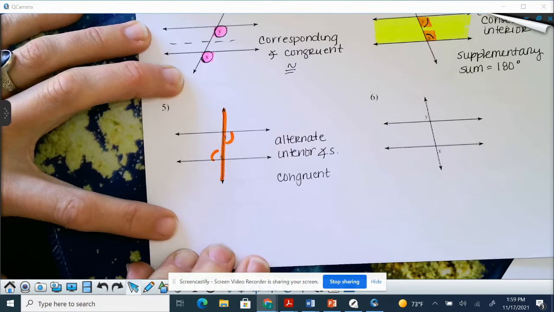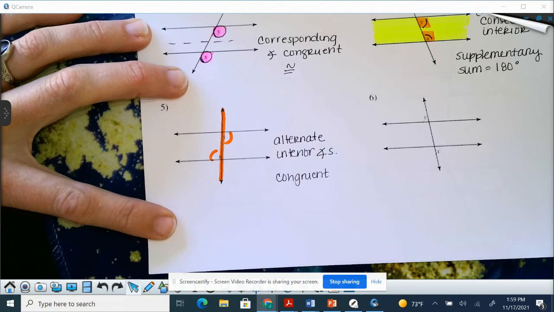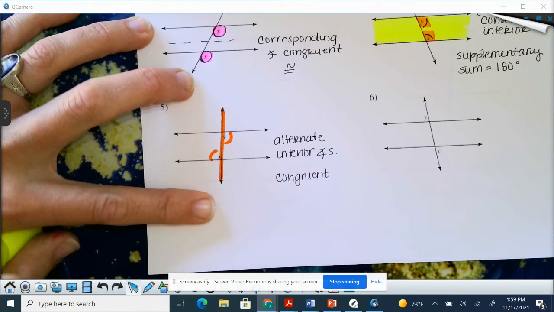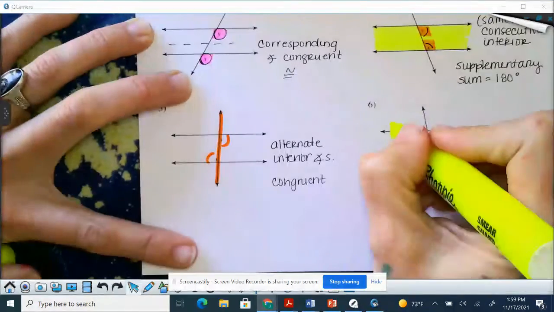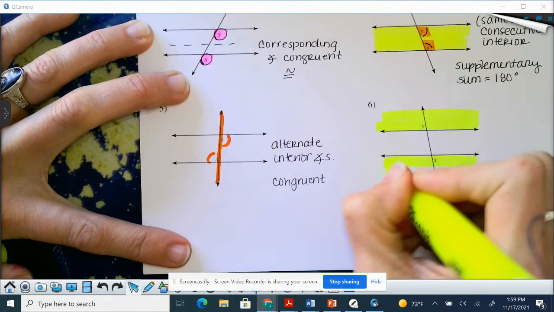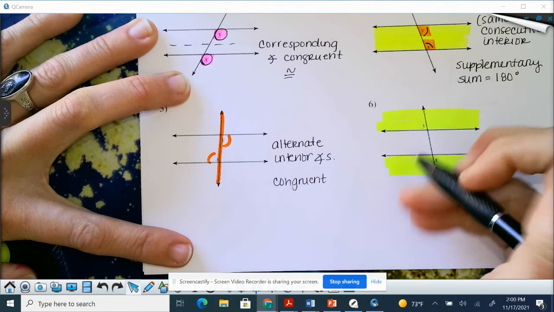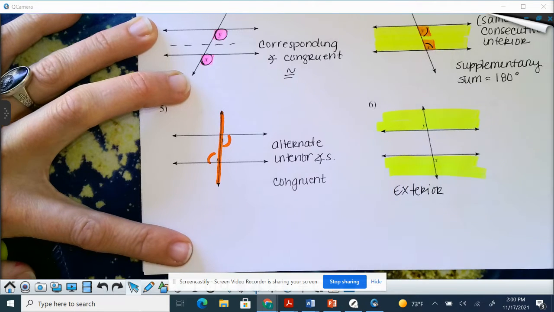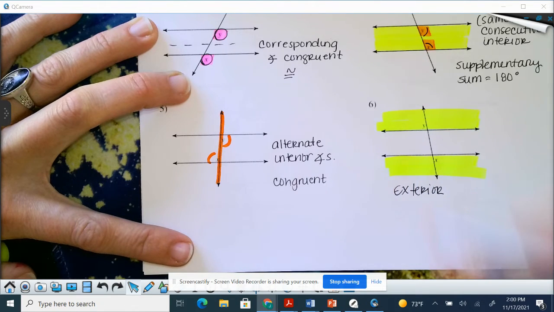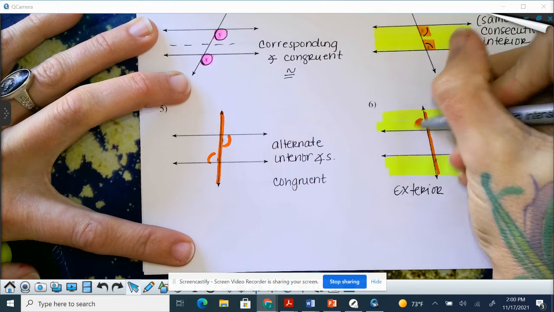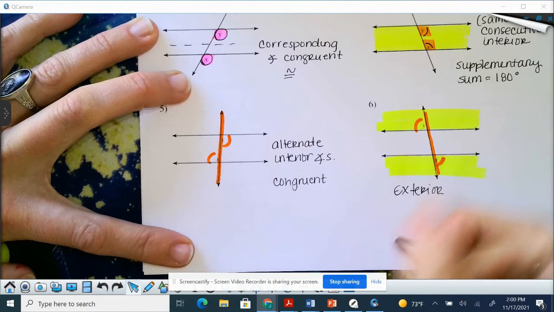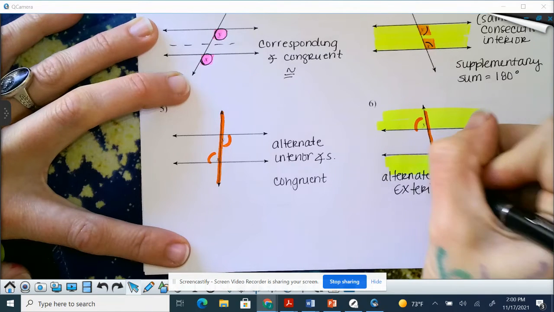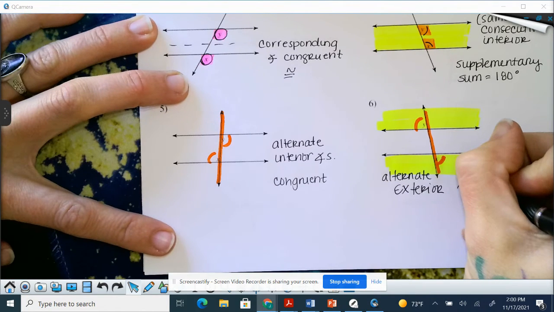Looking at number 6, like I said, take a minute, pause the video, give it a good go, see if you can make a good educated guess. They're on the outside, so exterior. So we know, at this point, it's exterior. And then they alternate along that transversal. So transversal, it's on either side. So alternate exterior. And alternate exterior angles we know are congruent.